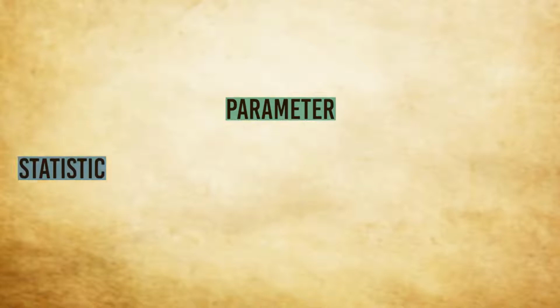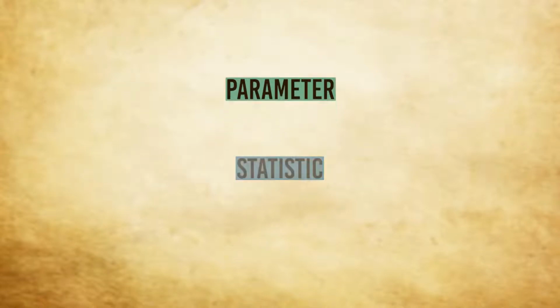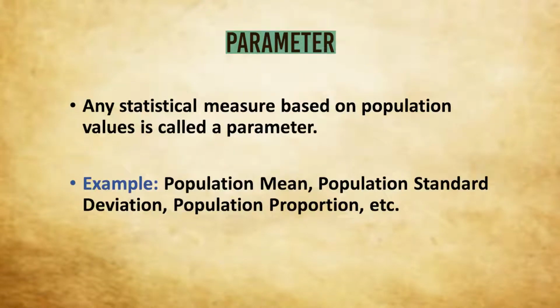Now we talk of a parameter and a statistic. What is a parameter? Any statistical measure based on population values is called a parameter. So population mean, population variance, etc. are parameters. Now why do we study this definition? You see, suppose my objective is to find out the average height of an adult Indian.